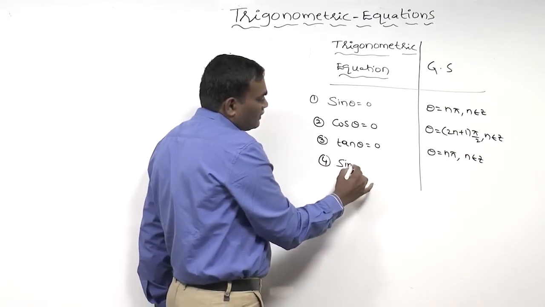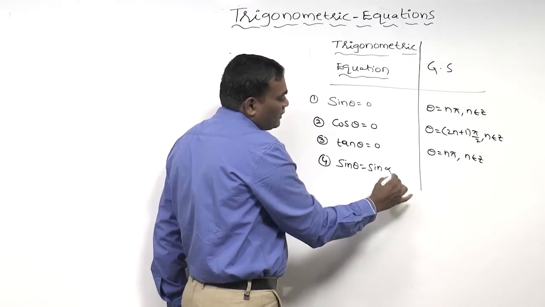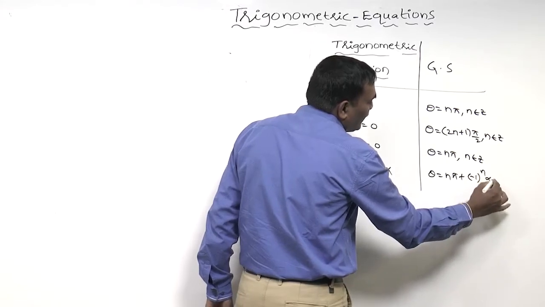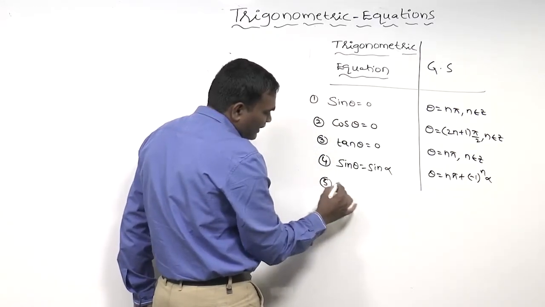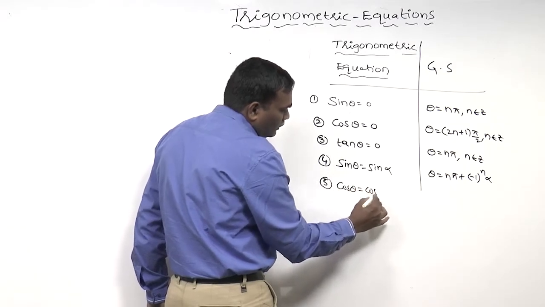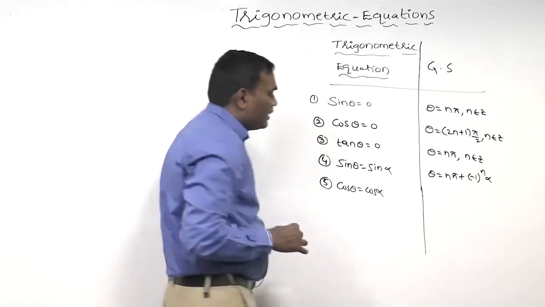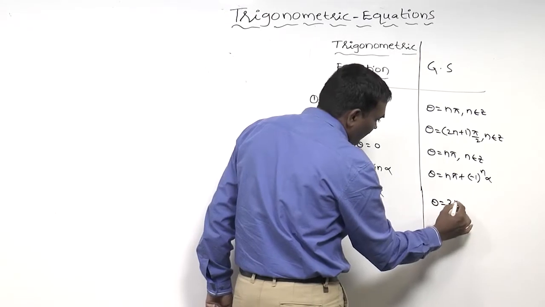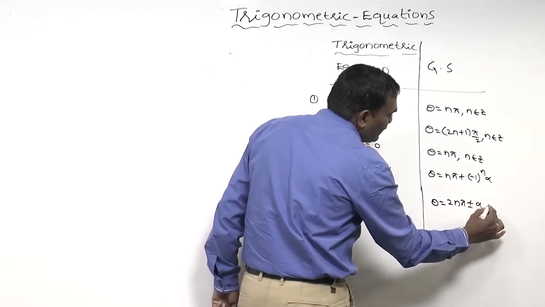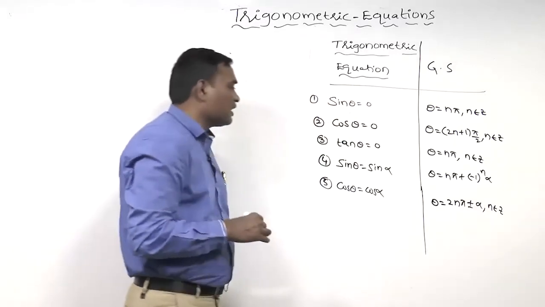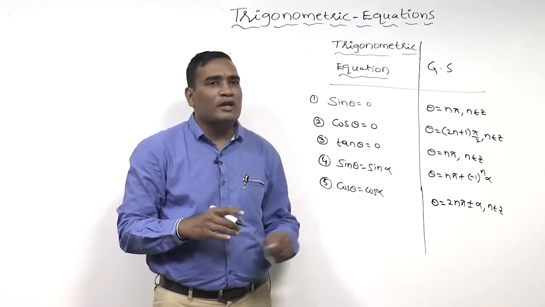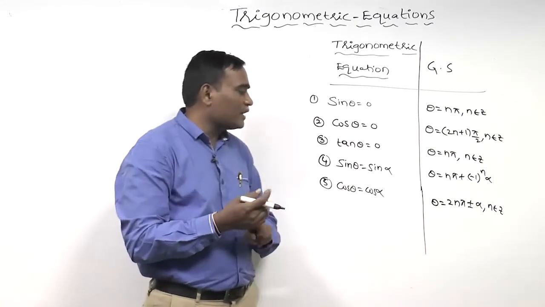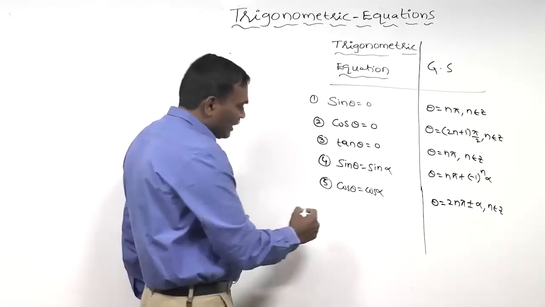Sin theta is equal to sin alpha. If sin theta is equal to sin alpha, theta is equal to n pi plus (minus 1) whole power n into alpha. Cos theta is equal to cos alpha. If cos theta is equal to cos alpha, theta is equal to 2n pi plus or minus alpha, n belongs to Z. These are all principal values. Here, sin theta is equal to 0, theta is the principal value, or we can write n pi. Cos theta is equal to cos alpha, theta is equal to 2n pi plus or minus alpha.